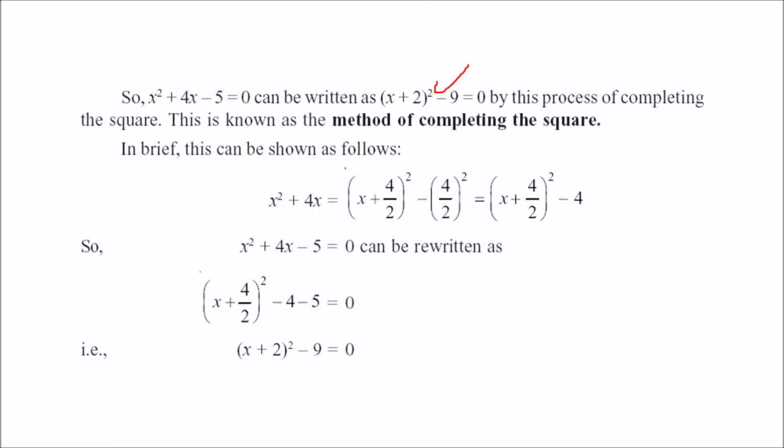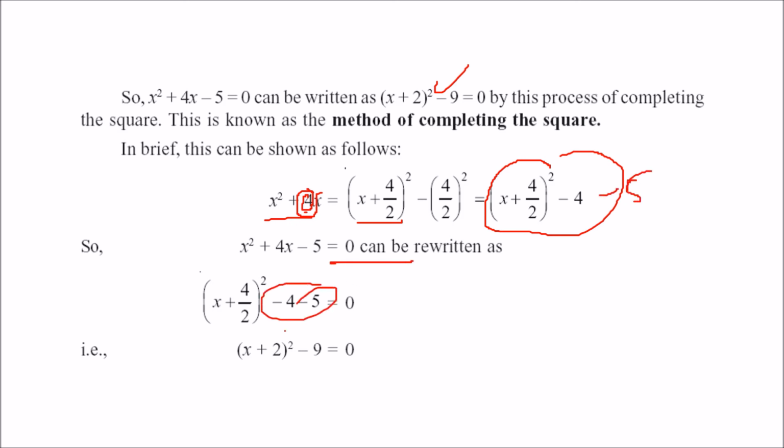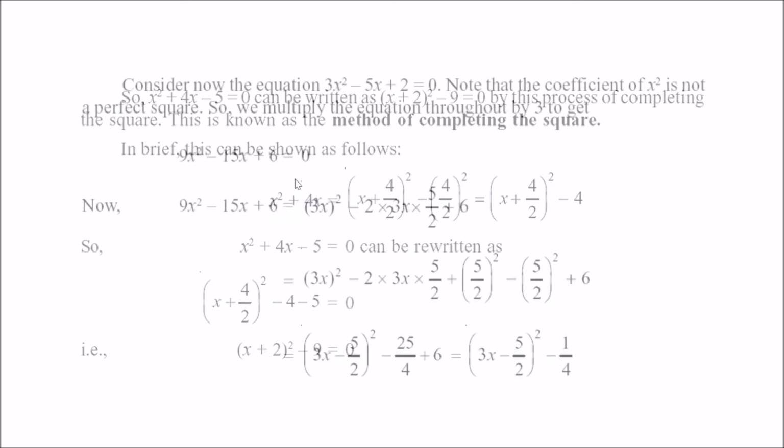So this can be written like this. This is how we do, or this is the method of completing the square. So how can we briefly describe this? X square plus 4x, what you have to do is make this x plus 4 by 2 whole square and minus this 4 by 2 whole square. This will give you an exact idea. So this can be written, because minus 5 was also there. X square, when we add this, we get minus 9. So x plus 2 whole square minus 9 equal to 0.